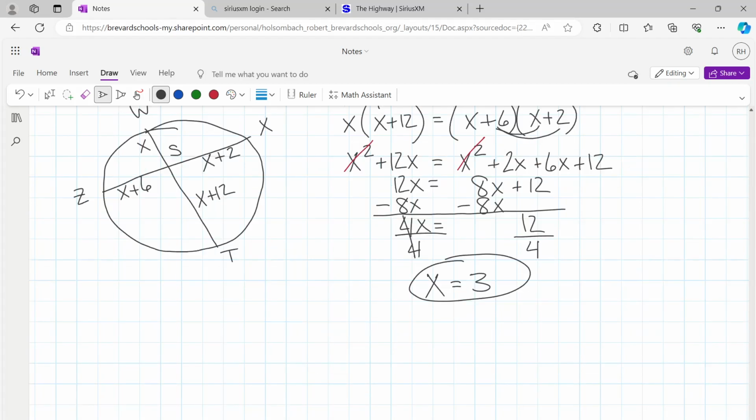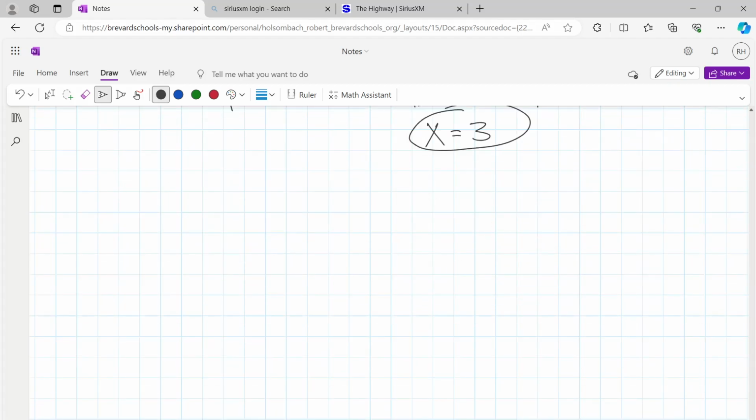All right, then your practice for today is going to start on page 753. Problems 1 and 2. And then 6 through 9 on the next page.